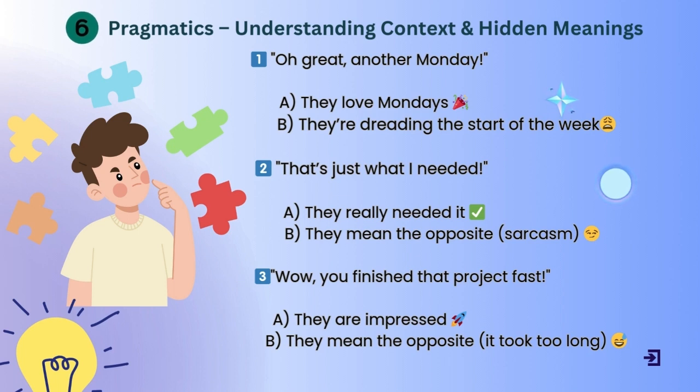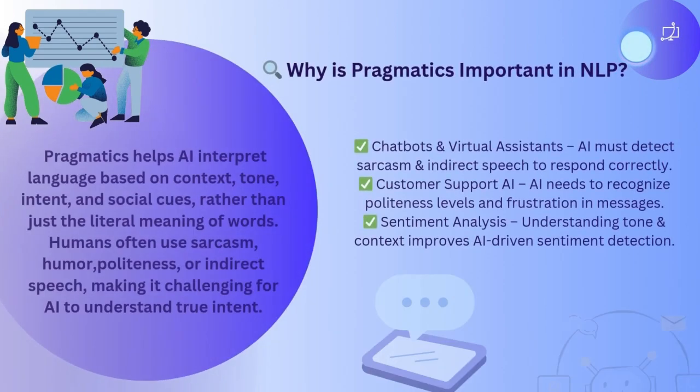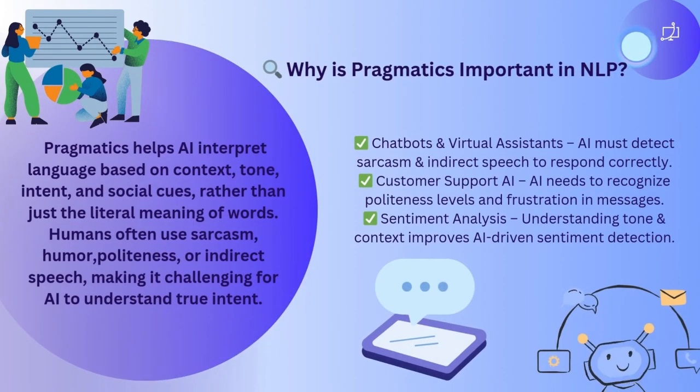Wow, you finished that project fast. A, they are impressed. B, they mean the opposite, it took too long. Why is pragmatics important in NLP? Pragmatics helps AI interpret language based on context, tone, intent, and social cues, rather than just the literal meaning of words. Humans often use sarcasm, humor, politeness, or indirect speech, making it challenging for AI to understand true intent.